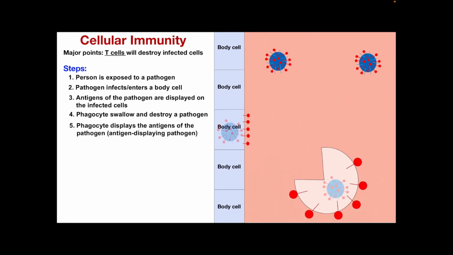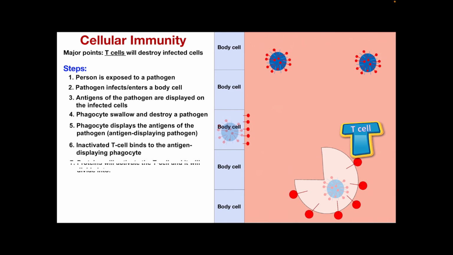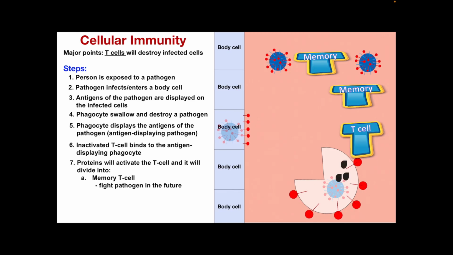After displaying the antigen, this phagocyte becomes an antigen presenting cell. That is why they are called as such, because they present the antigen on their surface. After presenting the antigen, the inactivated T cells will bind to the antigen presenting cells. The antigen presenting cells will release proteins that will be picked up by the inactivated T cells, and this T cell will divide into a memory T cell and active or plasma T cells.